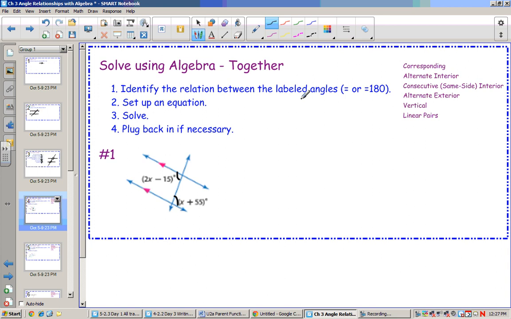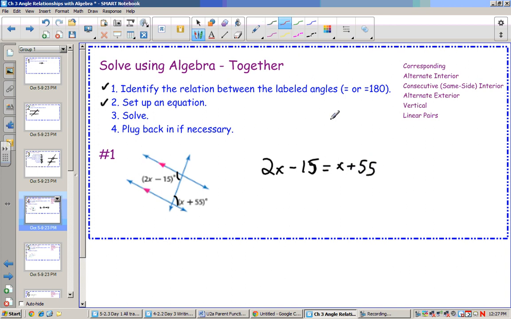All right, now what is the relationship between those angles? The first thing we want to do is identify: are they equal to each other or do they sum up to 180? These are alternate interior, so they should be equal to each other. So once we know that, now we set up the equation. 2x minus 15 is going to equal x plus 55.